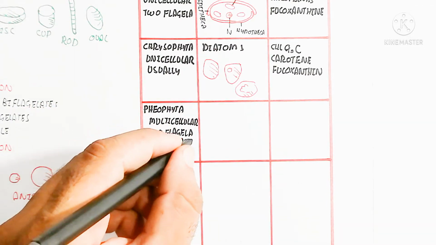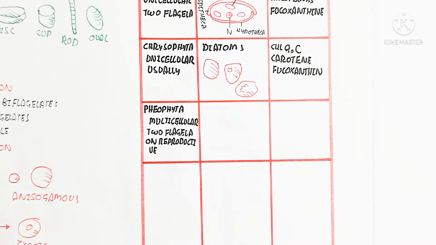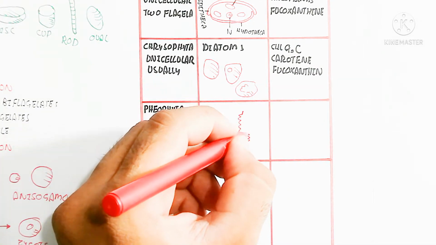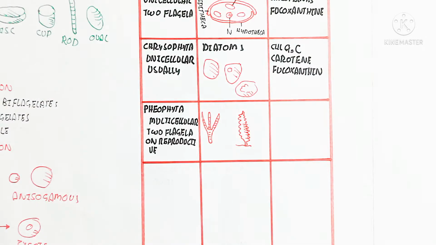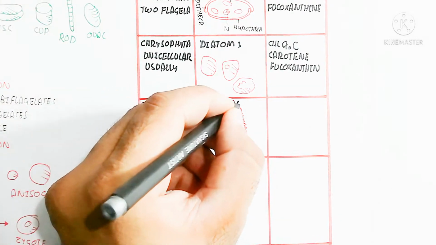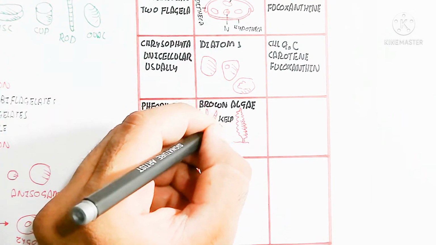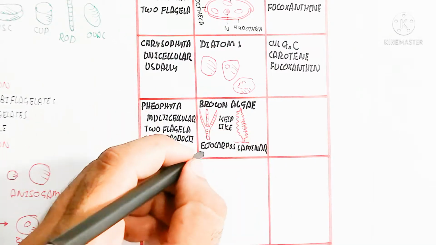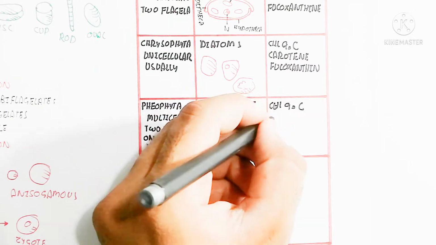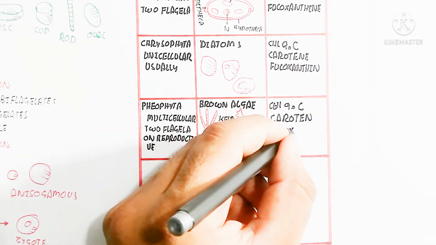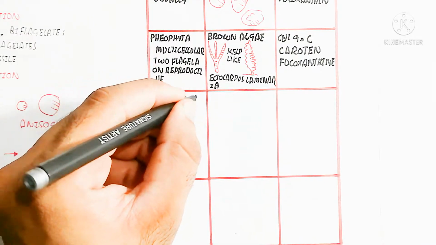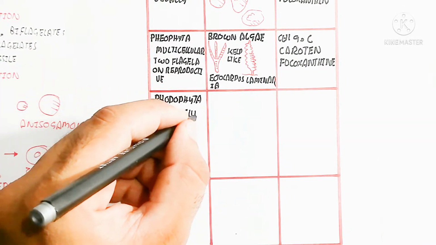On the other hand, here is the phaeophyta, basically brown algae, which is multicellular, with two flagella on reproductive cells. So basically the brown algae is kelp-like, and Ectocarpus and Laminaria are the best examples. On the other hand, chlorophyll A, C, carotene and fucoxanthin are present, and fucoxanthin is the best pigment for it.